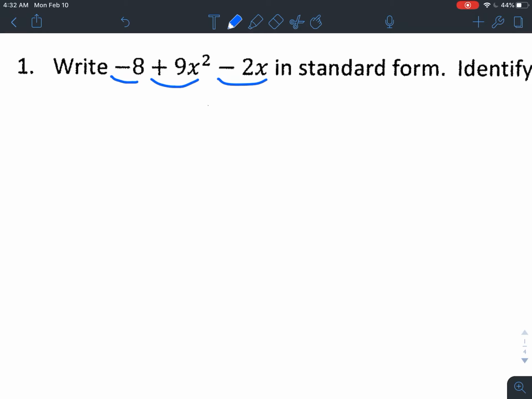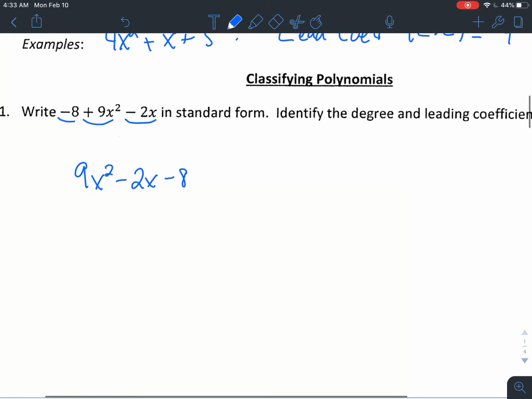So when I rearrange this, that negative that's out in the very front of my polynomial, in front of the 8, is going to go with 8. It's not going to stay as the lead thing. So when I rearrange this, 9x squared is the highest degree term. It's got x to the second power. My next highest one is my negative 2x, because that still has an x in it, but not an exponent, so minus 2x. And then my constant is always the last term, because it doesn't have an x in it, so negative 8. So that's my polynomial in standard form.